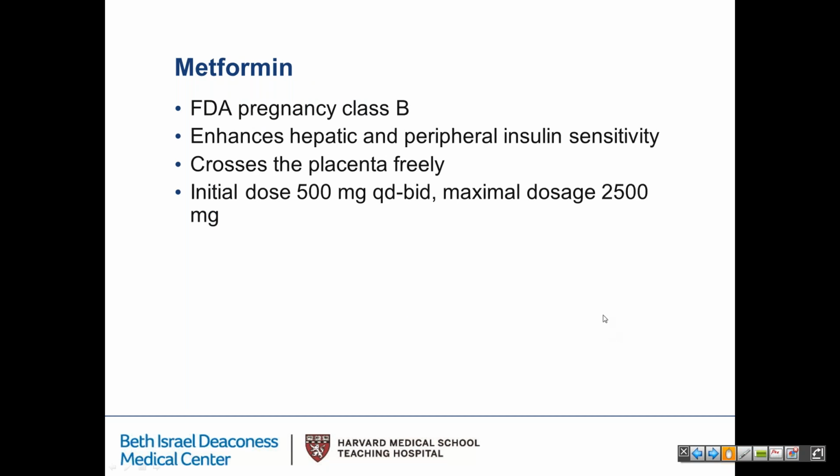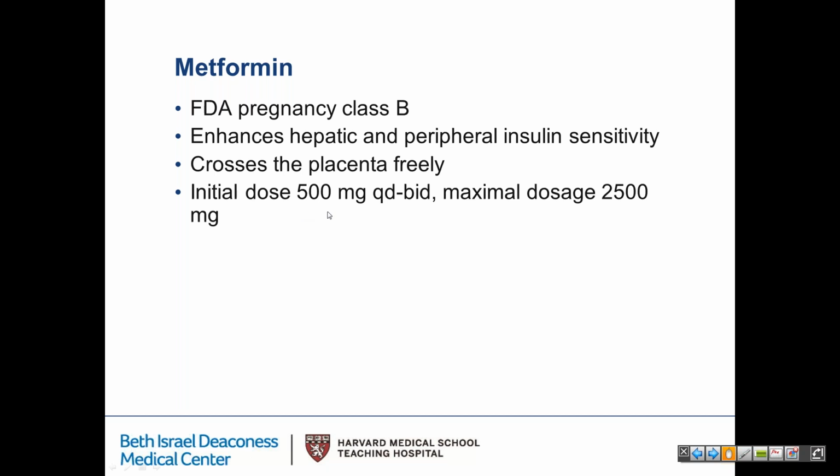So metformin, just to touch on it, metformin basics. Metformin is considered an FDA pregnancy category B medication. What metformin does, it enhances hepatic and peripheral insulin sensitivity. It freely crosses the placenta. So if you're giving a patient metformin, you are also exposing the fetus to metformin. And we'll get into what that matters in a moment.